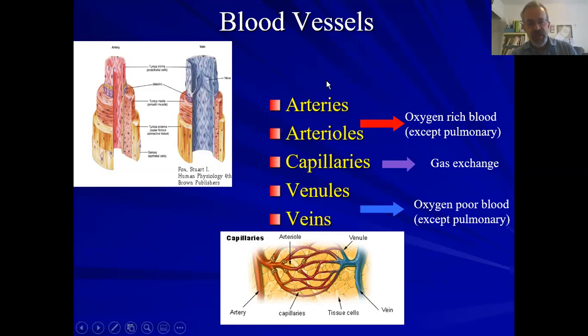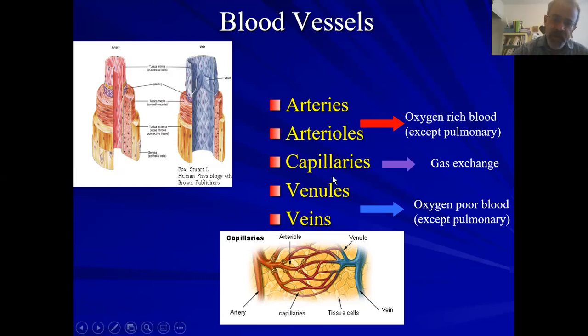In the systemic circuit, these arteries and arterioles are carrying oxygen-rich blood. In the pulmonary circuit, the arteries, like the pulmonary artery, are carrying oxygen-poor blood. So that's something important to remember about the 2 different circuits. The capillaries, no matter which circuit, pulmonary or systemic, are the site of gas exchange. When I mean gas, I mean carbon dioxide and oxygen. You could also expand on that: nutrient and waste exchange as well.